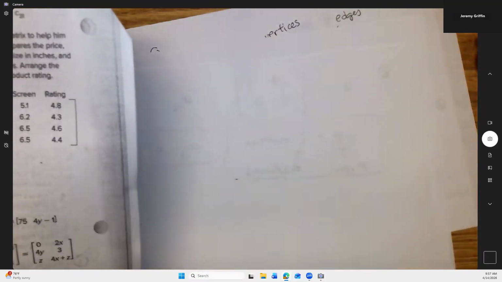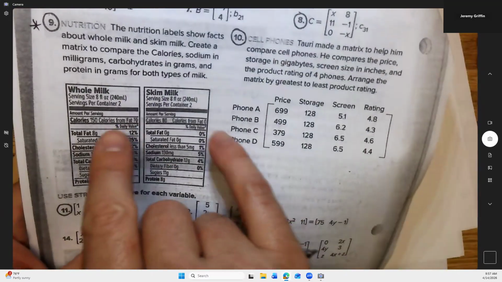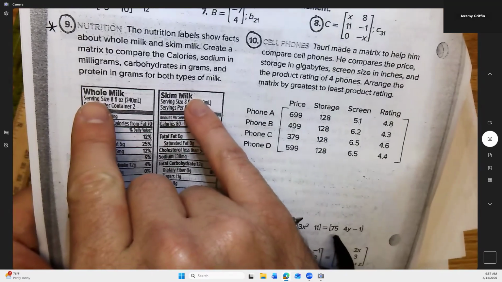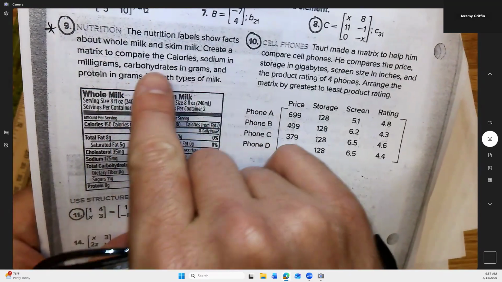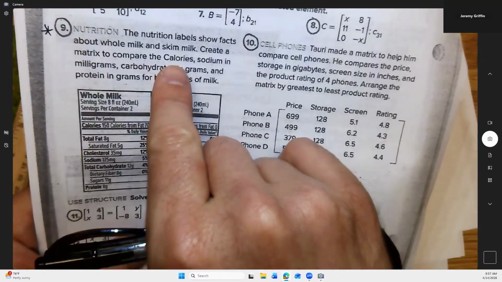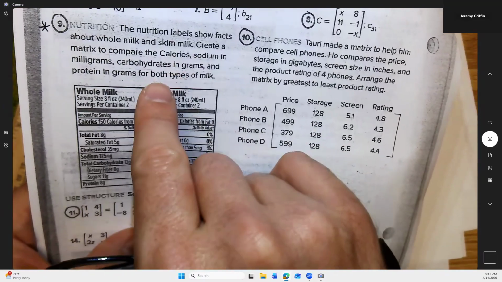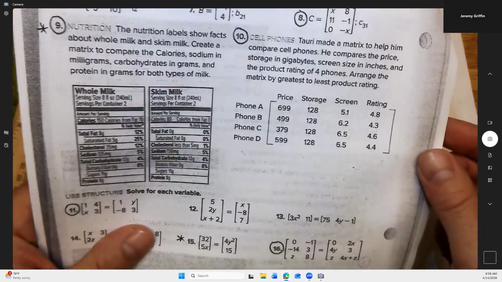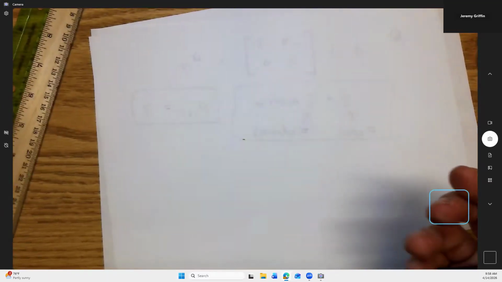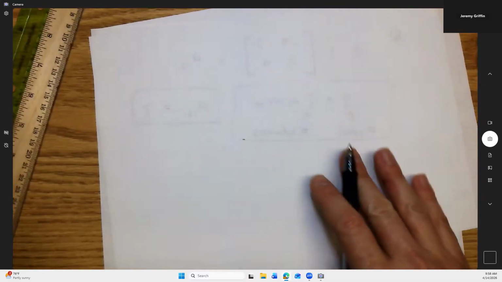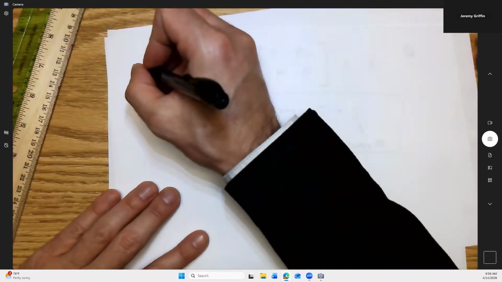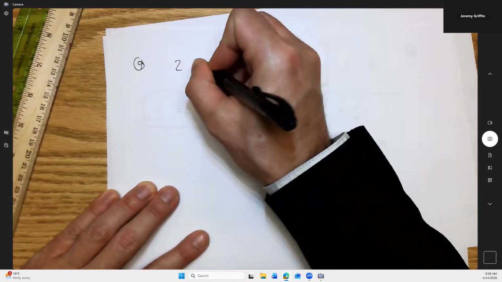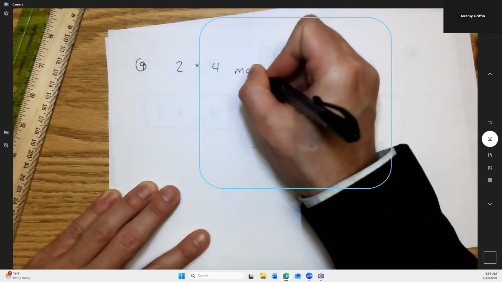Now, we're doing 2 different kinds of milk, whole and skim. And then we have calories, sodium, carbs, protein. That's 4 different aspects. So we need to create either a 2x4 matrix or a 4x2, and I think you can go either way. I'm going to create a 2x4 matrix.